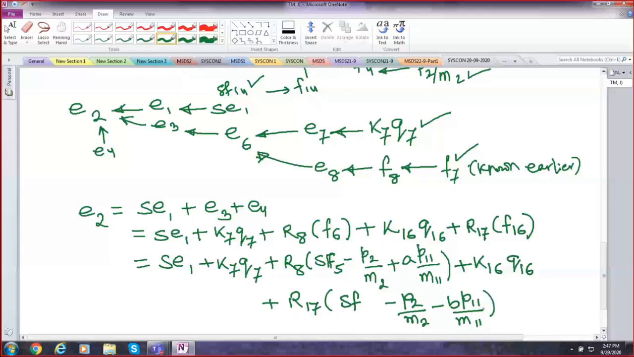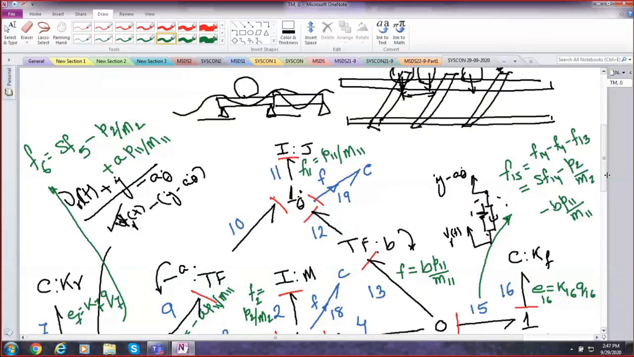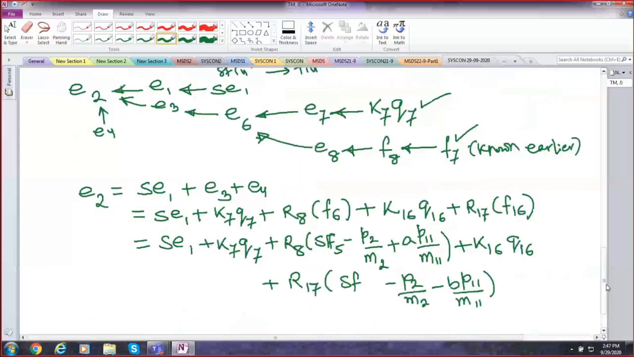The equation. So SF. Okay. This is SF14 minus P2 by M2 minus P times P11 by M11. So minus P2 by M2 SF14. So my equation is done. One equation straightforward done. Okay.